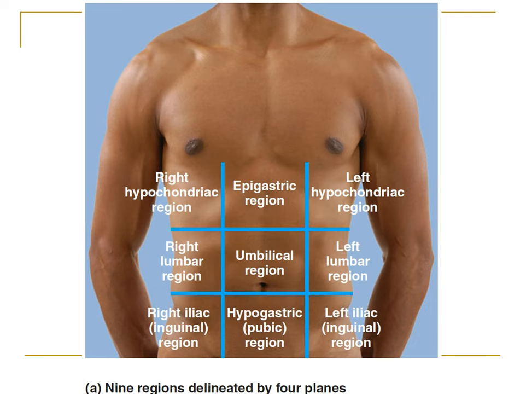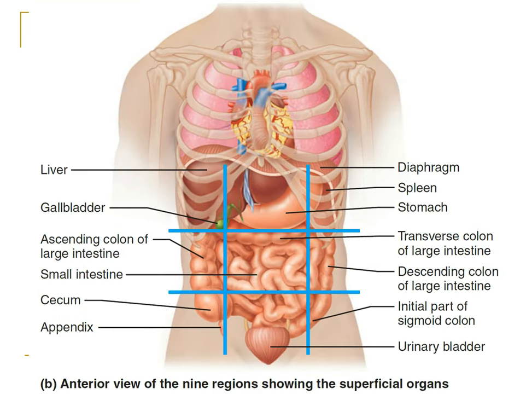This is the same thing, and this is how the position of the viscera takes place in these nine different regions. Like in the right hypochondrium, we have the right lobe of the liver and the fundus of the gallbladder. Similarly, the maximum part of the stomach and the left lobe of the liver are present in the epigastric region. The maximum part of the small intestine is present in the umbilical region.